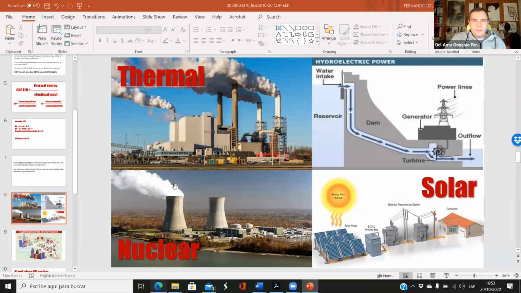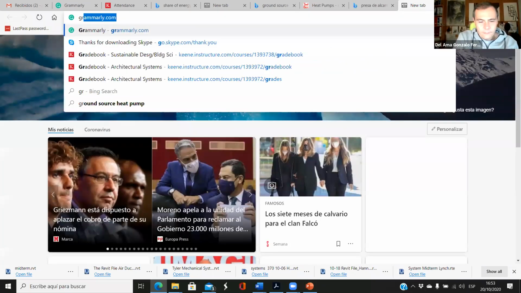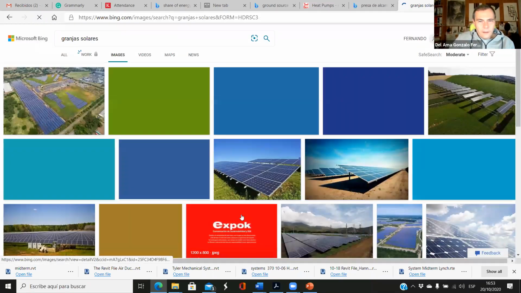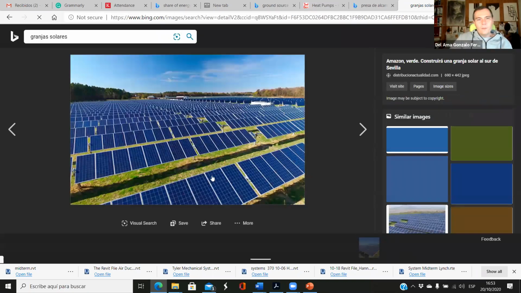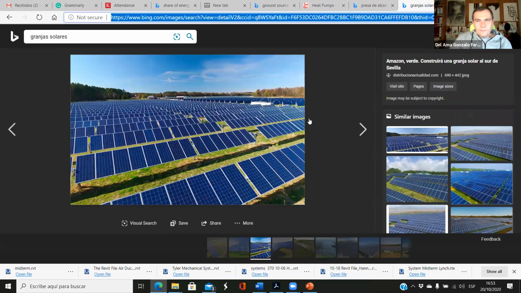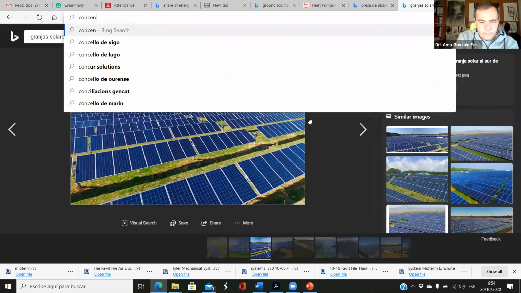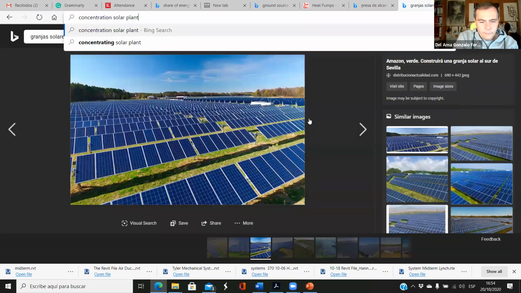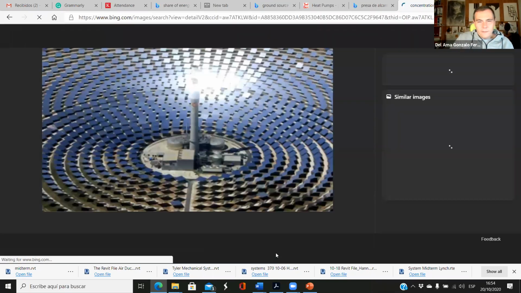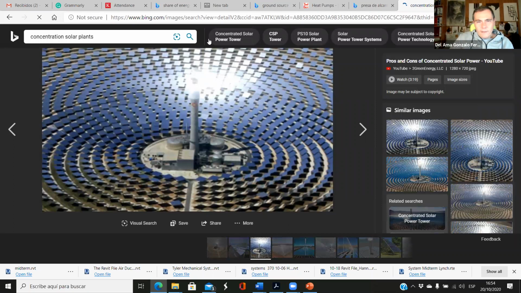If we are talking about solar, we can have huge PV solar plants. Thousands of PV panels, and now we are generating this. Or we can have concentration solar plants like this. We have thousands of mirrors, and they are all reflecting the sun's energy to that specific point.